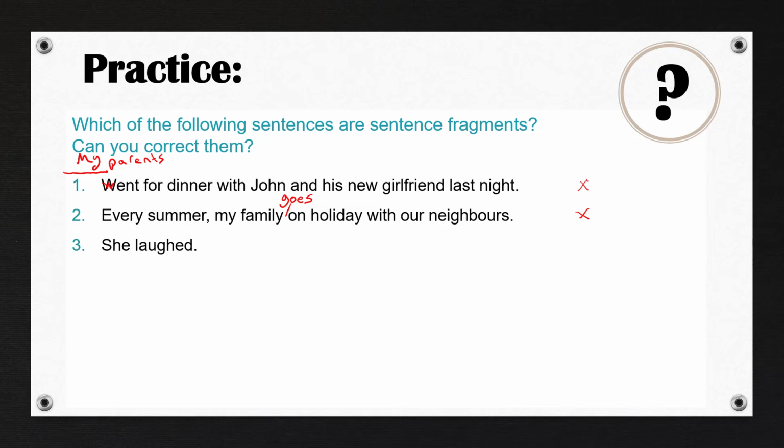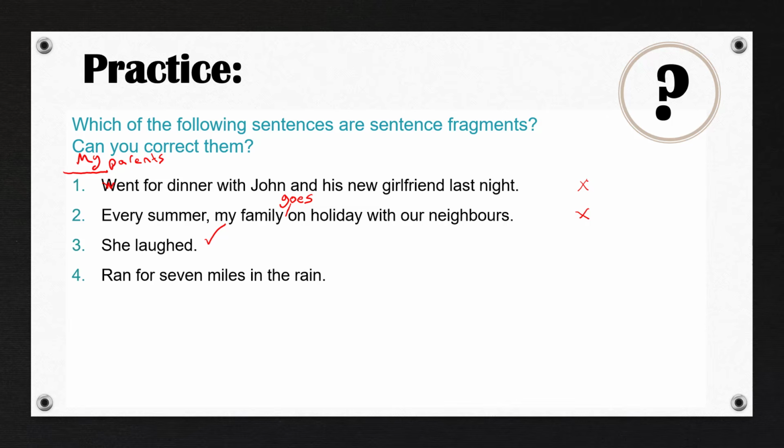What about number 3? She laughed. This is not a sentence fragment. This sentence is correct all by itself. Just because a sentence is short does not mean it is a sentence fragment. We have the subject, she, we have the verb, laughed, and it expresses a complete thought. She laughed. The person, the woman, laughed. So this is not a sentence fragment.